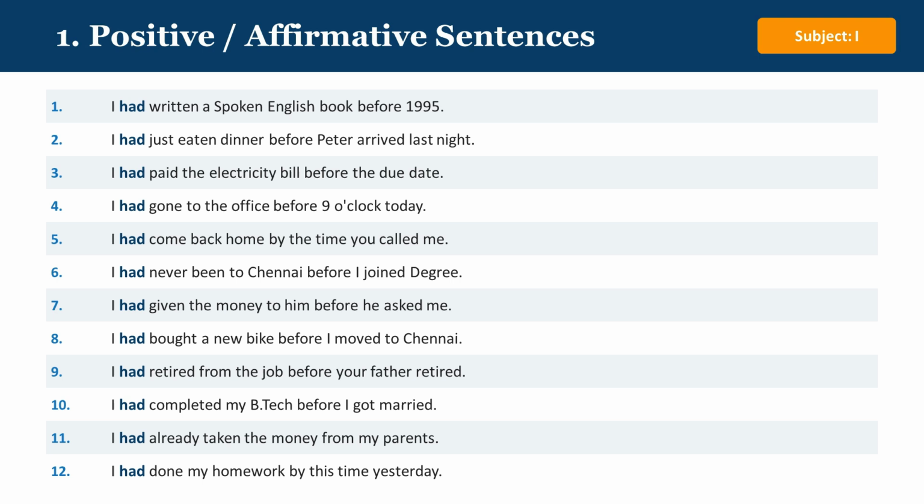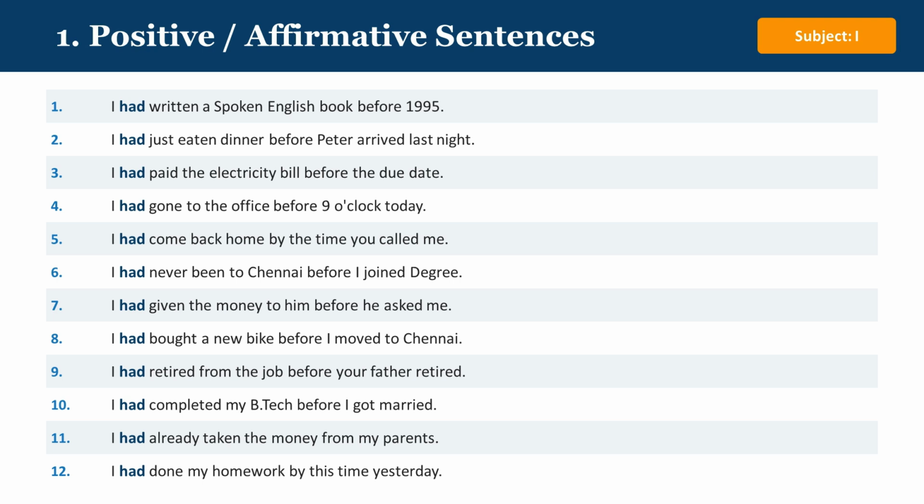Number 1. I had written a spoken English book before 1995. Number 2. I had just eaten dinner before Peter arrived last night. Number 3. I had paid the electricity bill before the due date. Number 4. I had gone to the office before 9 o'clock today. Number 5. I had come back home by the time you called me. Number 6. I had never been to Chennai before I joined degree.